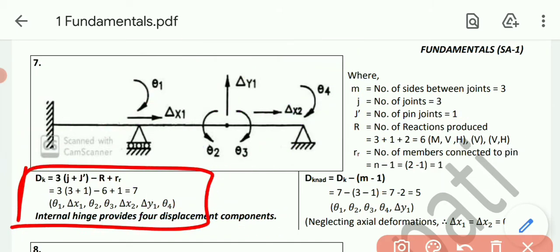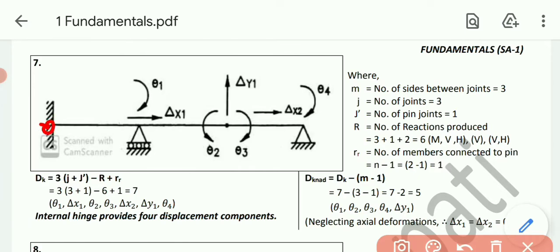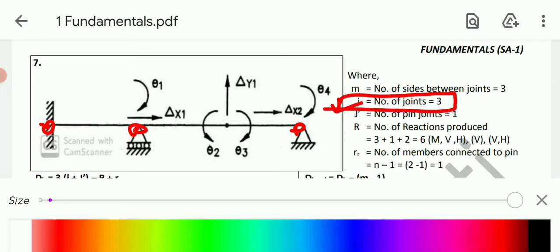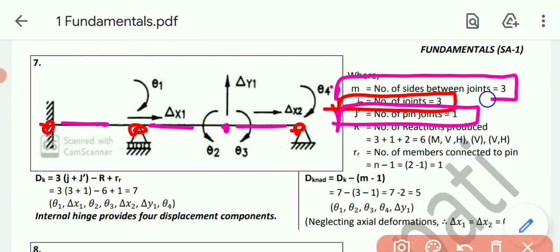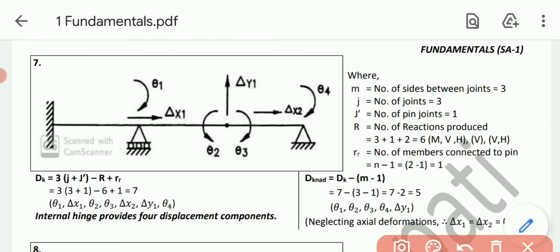See, let's calculate by the parameters. First of all, joints 1, 2, 3, these are the number of joints. Then J dash, that is the number of pin joints, or we can say internal hinges, the number of pin joints, that is 1. M, number of sides between the joints 1, 2 and 3. Clear? Then RR: as a pin is there, the number of sides connected minus 1, so 2 sides are connected, so N minus 1, that is 2 minus 1, the answer will be 1.